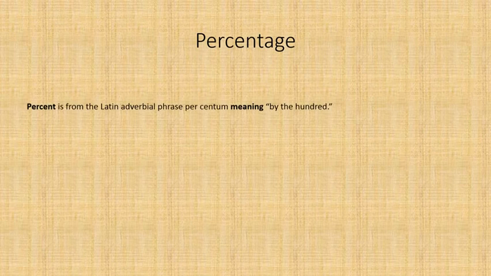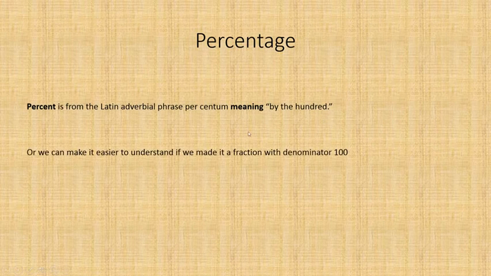So let's start. First I need to know what percentage means. I believe that you had that in year 6, but I need to explain it again. I just want to tell you about it. Percent is from the Latin adverbial phrase percentum. Its meaning is by the hundred. Or we can make it easier to understand if we make it a fraction with the denominator 100. So the percentage is just a fraction over the denominator 100. It's a part of 100.